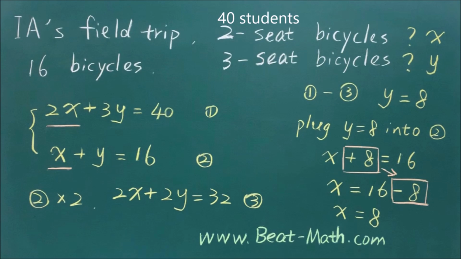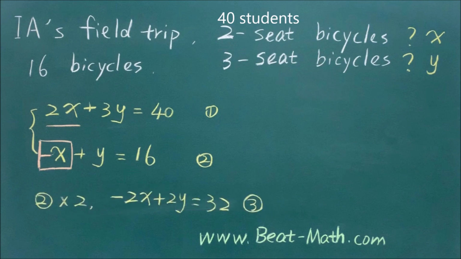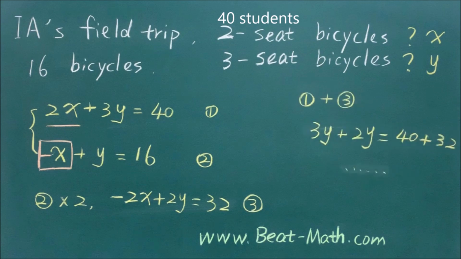Okay, let me ask you a question. If in equation 2, the coefficient of x is not 1 but -1, how can we eliminate x? We can still multiply both sides by 2 and get equation 3. And then we eliminate x by adding two equations. After understanding this method, no matter what the coefficient is, it won't be a problem for us.